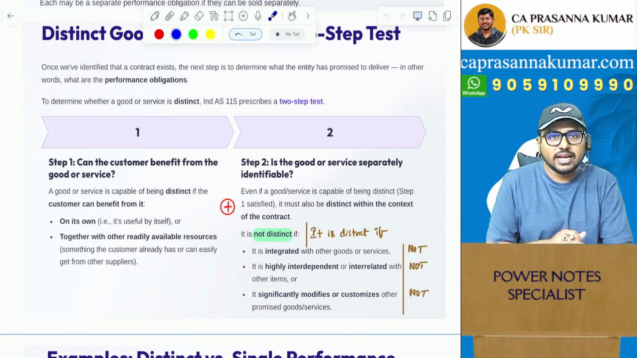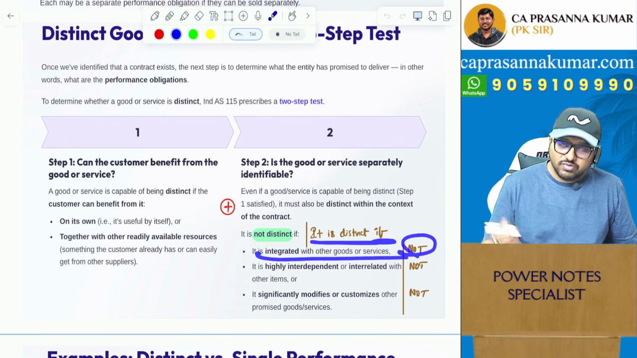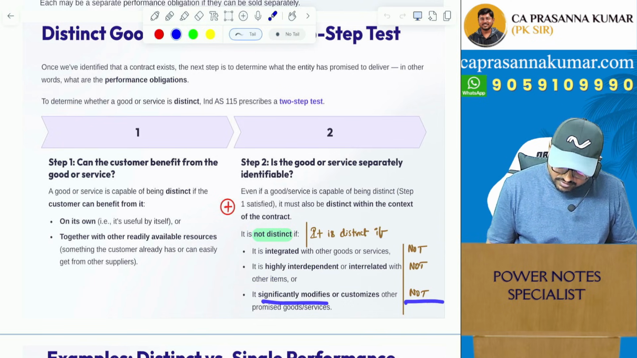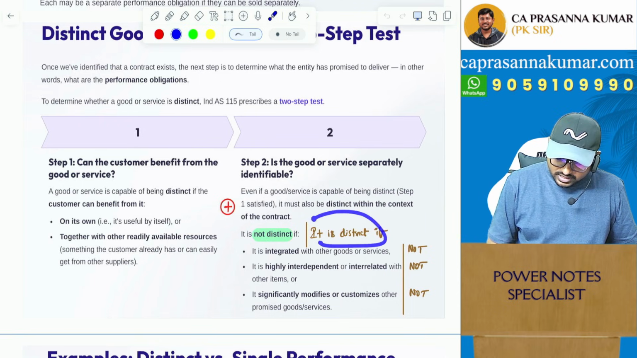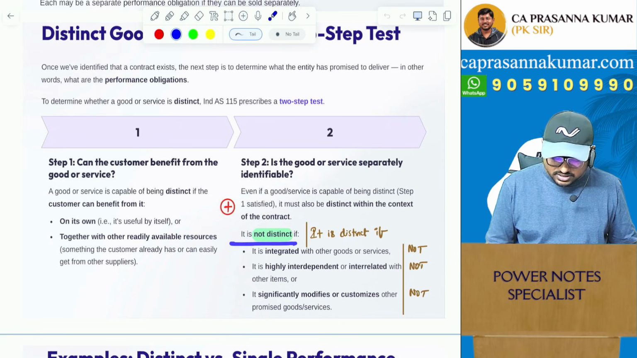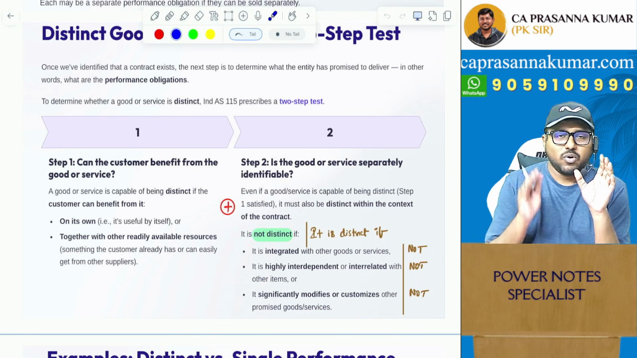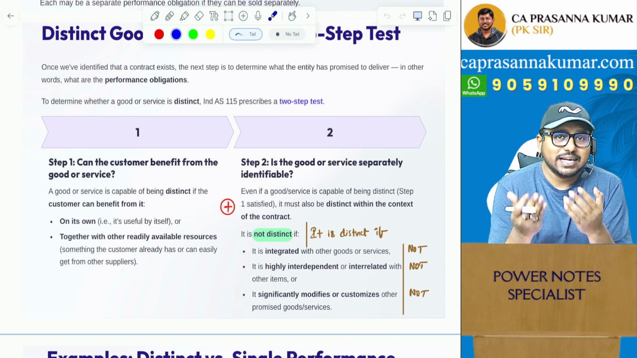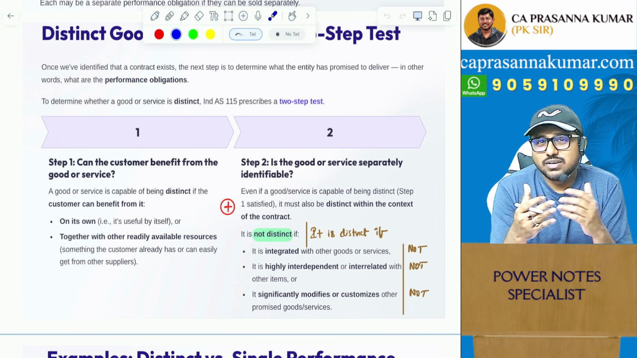Sir, what do you mean by negative meaning? It is distinct if it is not integrated with other goods or services, it is not highly interdependent, it is not significantly modifying or customizing some other good or service. So this is the easiest way to understand, but the actual wording in your Ind AS 115 is this one. It is not distinct if it is integrated, highly interdependent, significantly modifies. So the point that you need to understand is that the definition is negative for the good or service to be distinct.